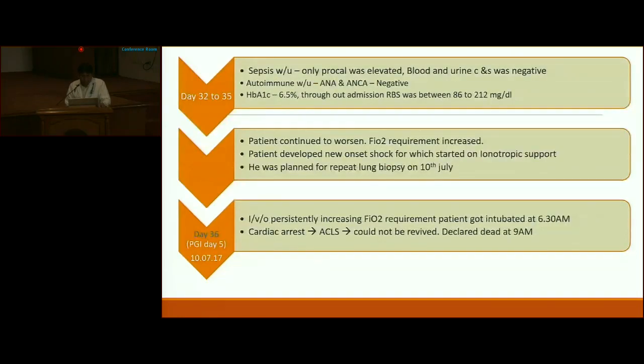But we did the autoimmune workup also. ANCA was negative. HbA1c was 6.5%. Throughout the admission, the RBC value was 86 to 212. We have only a single value of HbA1c. The patient continued to worsen, and FiO2 requirement increased.